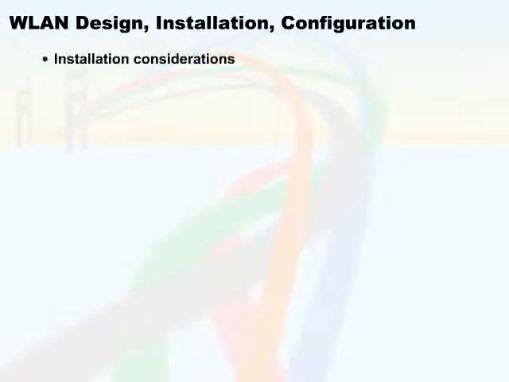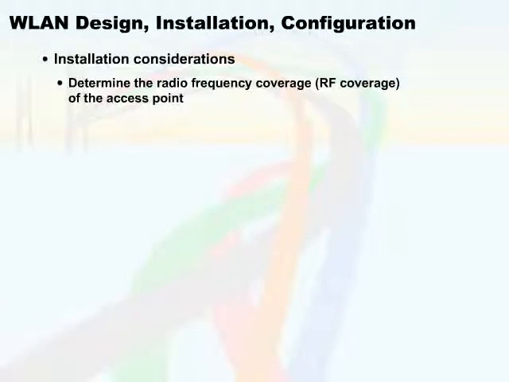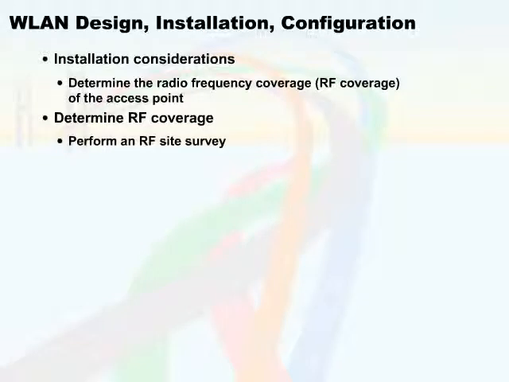After these design considerations, next comes the installation considerations, where the starting point will be to determine the radio frequency coverage or RF coverage of your access point. This is done in order to ensure that enough capacity is available to support all the users of the particular wireless LAN, along with accounting for RF signal loss factors. To determine the RF coverage, you need to perform an RF site survey.